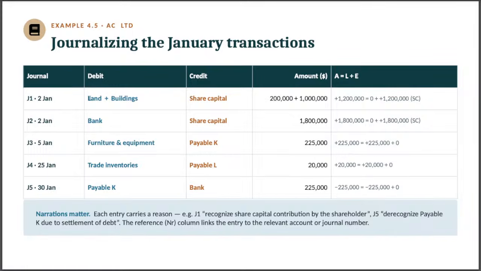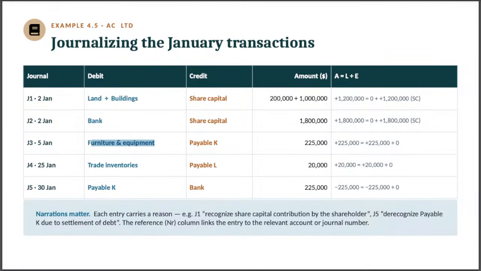January 2nd, we had land and buildings, and that goes into share capital. So 200,000 plus 1 million. So that's what the generous shareholders donated. And on the second, the bank, we had also share capital credit here with $1,800,000. So they went to the bank, they deposited to the bank, debit the bank, credit the share capital.